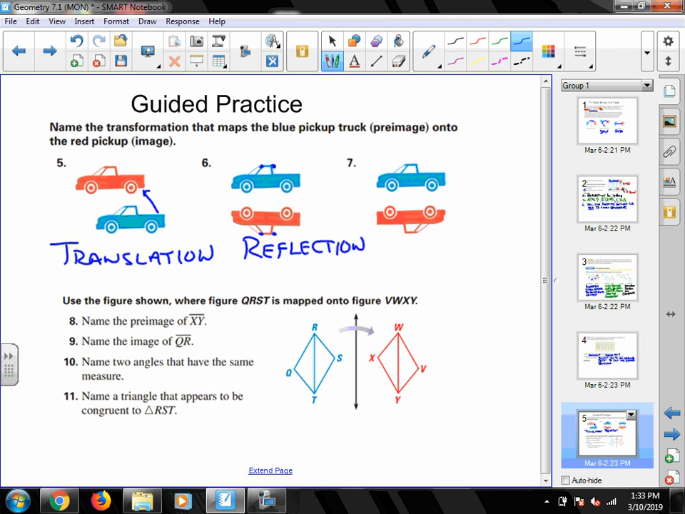And 7. Process of elimination would tell me that this has to be a rotation. But you can see how 6 and 7 differ, whereas these windows don't really line up. If I spin the truck, that's how it's going to get there. So that's going to be my rotation.